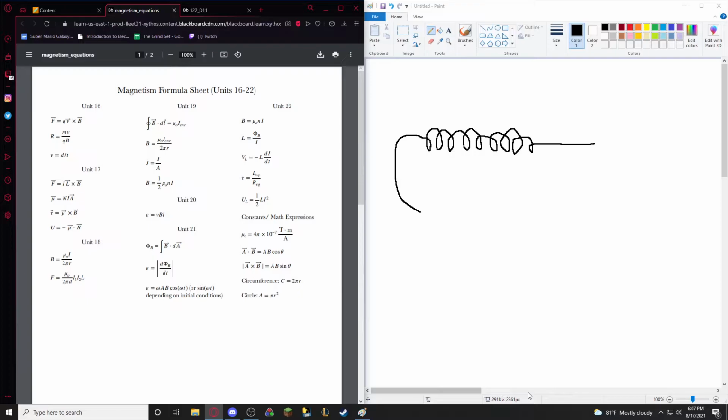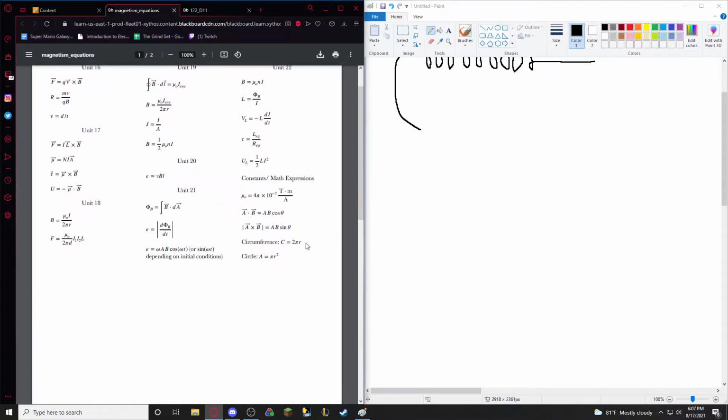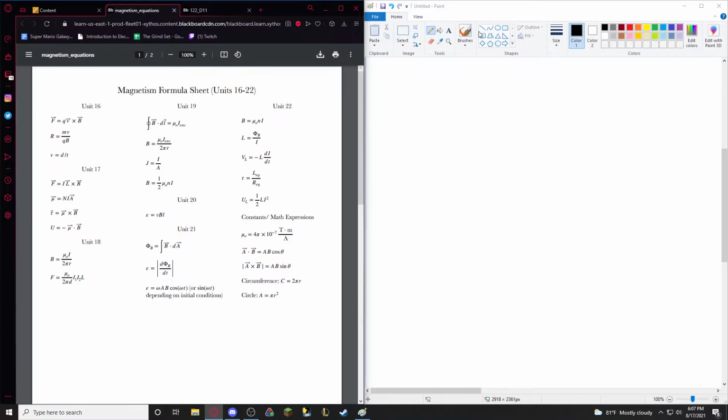So what is this mu naught I over 2 pi r? That's the magnetic field for what? For a current, correct? Yes, exactly. And in this case specifically, a long straight current. So for a long straight current, the magnetic field strength is mu naught I over 2 pi r.